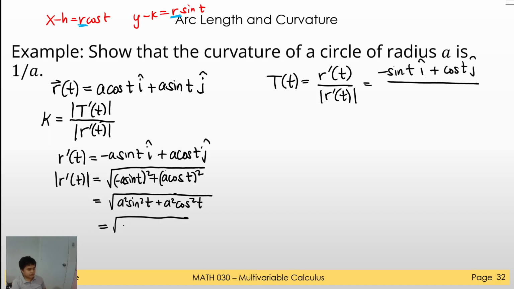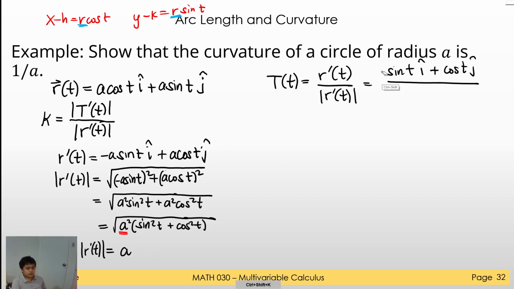So we have the square root of a squared times sine squared t plus cosine squared t. We can simplify this into the square root of each of its factors. The square root of a squared is equal to a, so this will be a. And then we know that the square root of this is equal to 1, so we multiply by the square root of 1, which is just 1. Therefore, the length of r prime of t is equal to a.